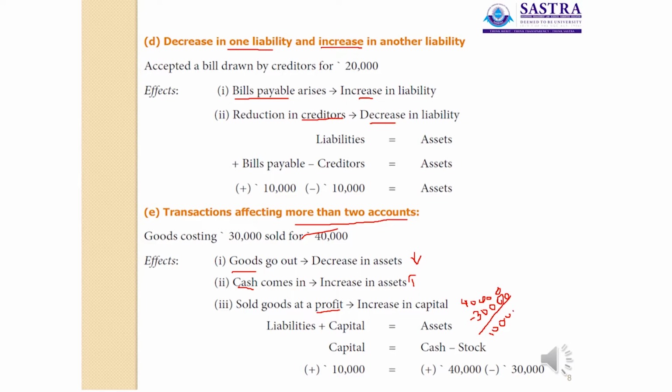So add 10,000. What is the equation here? Liabilities plus capital is equal to assets. So here the capital, the profit, will be increased, profit plus 10,000. Here cash comes into the business, so increase the asset plus 40,000. Stock value decreases, minus 30,000. So the accounting equation is 10,000 is equal to 10,000. Okay, is it clear?